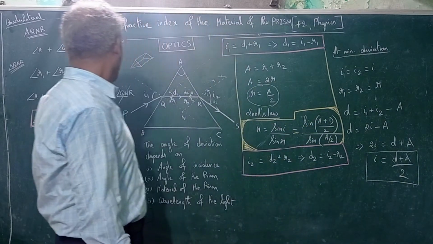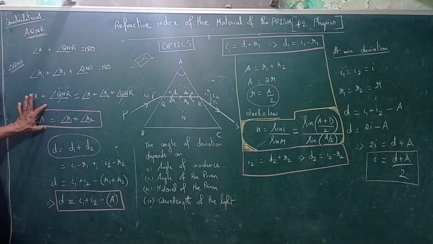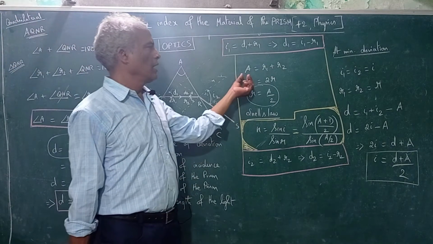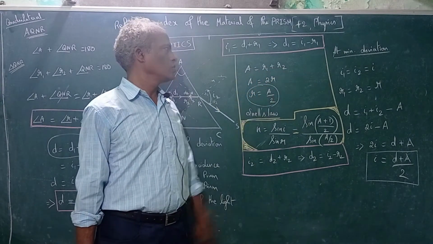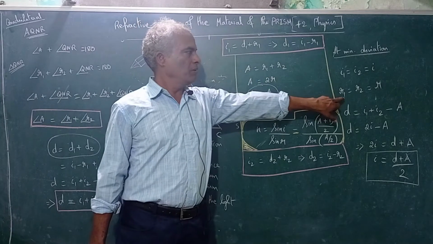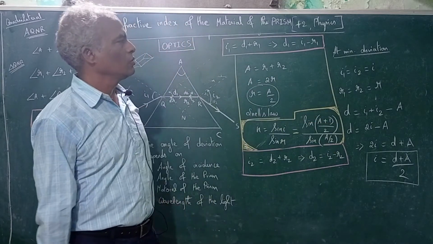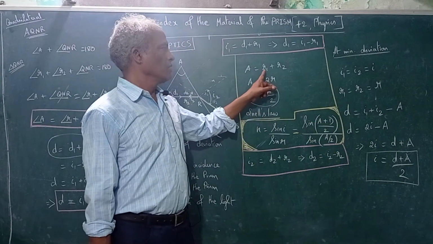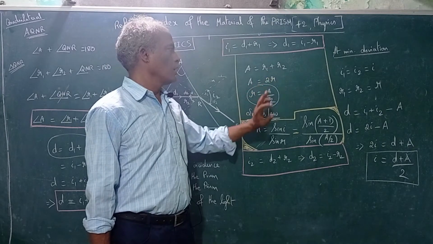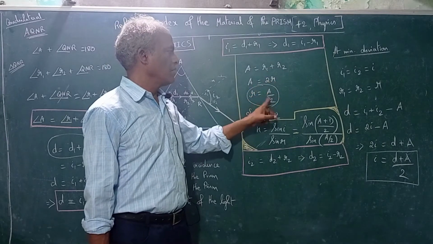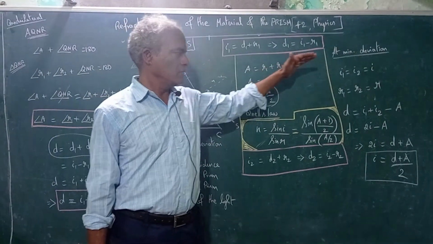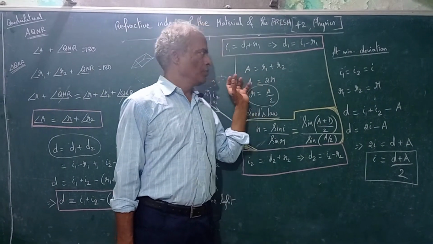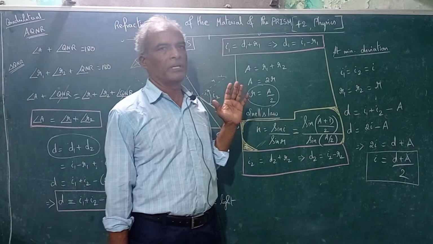Now coming to this equation, angle A is equal to angle R1 plus angle R2. At minimum deviation R1 is equal to R2 is equal to R. So here R plus R, which is 2R. Therefore R is equal to A by 2. So now we got the two answers, and this is an assumption we make at minimum deviation.